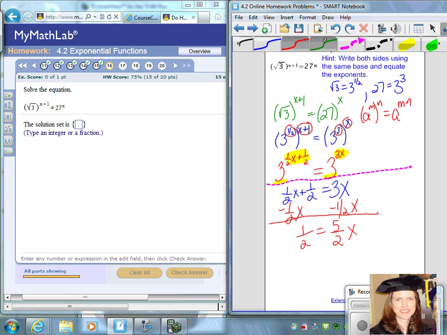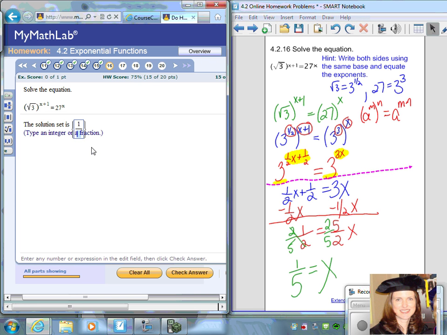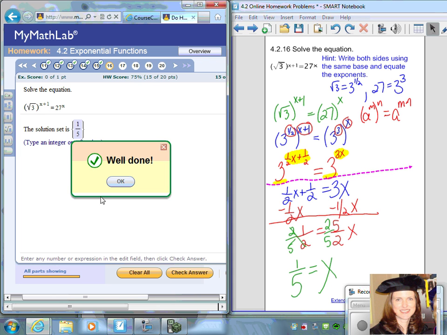Now to solve an equation with a fraction in front of the x, you can multiply by the reciprocal. Multiply both sides by the reciprocal. And when you simplify this, 2 over 5 times 1 over 2, we get 1 over 5 is equal to x. So x equals 1 over 5, and we can check our answer.